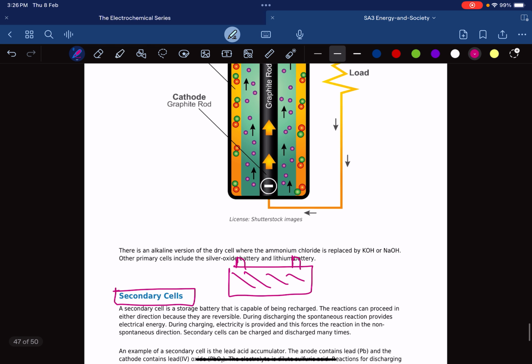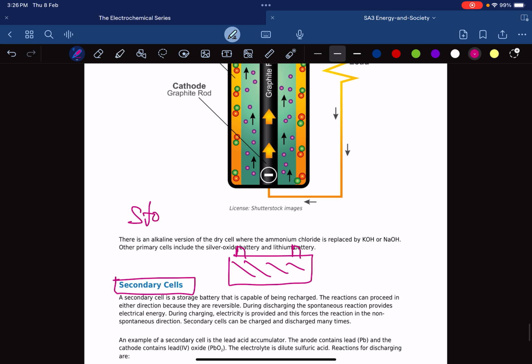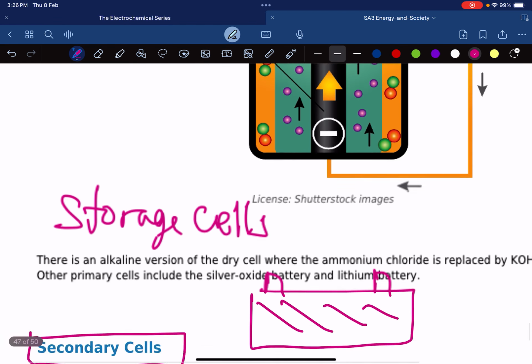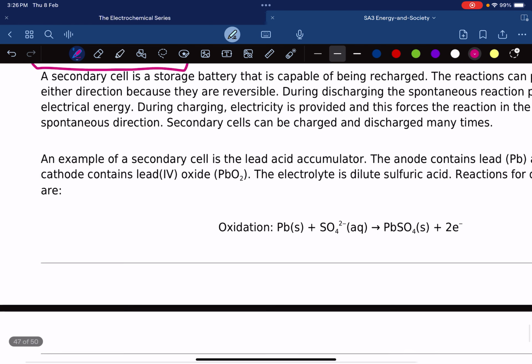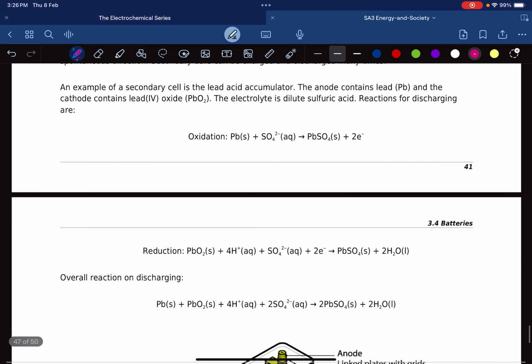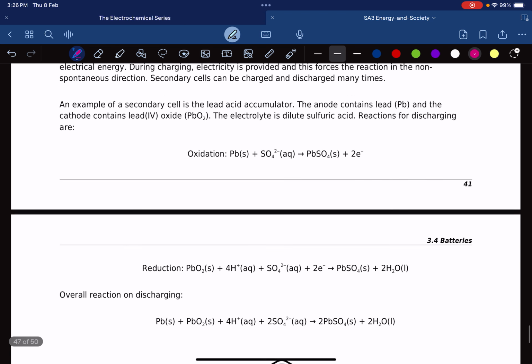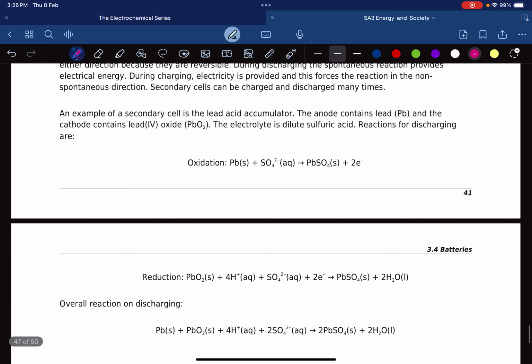So these are also called storage cells. Storage cells means they store. They already store all the chemicals that you need. So primary cells and secondary cells are also called storage cells. Okay, so these are the reactions that take place in your car battery. This is what happens at the anode, and this is what happens at the cathode.